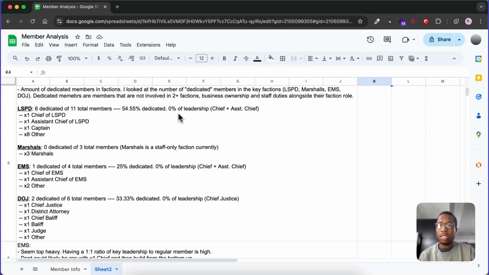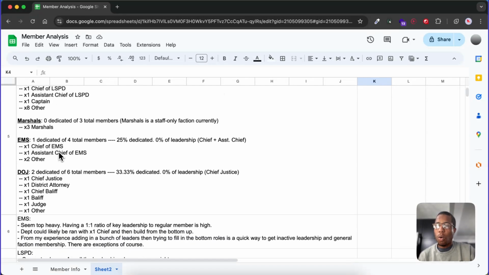And for all of these, all of the leaders are involved in either, they either have a business that they run in the city, they're a part of staff, or they are a member of another faction. For example, one of the individuals, I think it's the assistant chief of EMS, is also one of the key leaders. I think he's a chief justice down here at the DOJ.